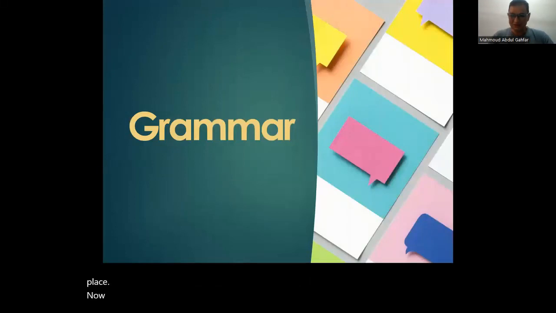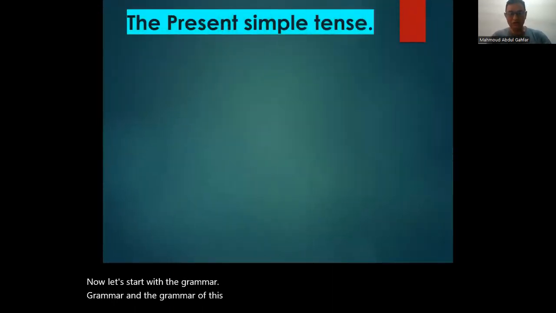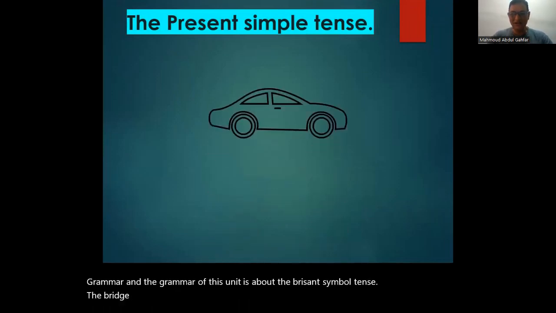Now let's start with the grammar. And the grammar of this unit is about the present simple tense. The present simple tense. I want you to have a look at this car.